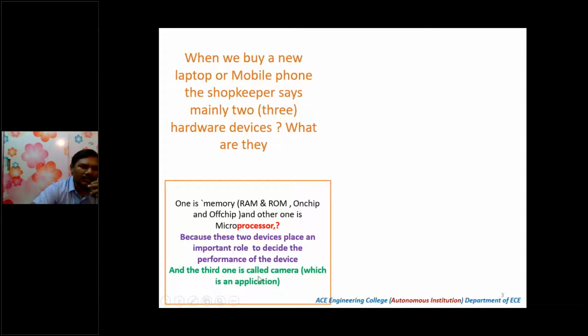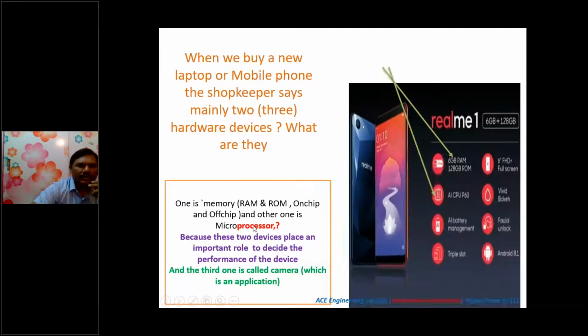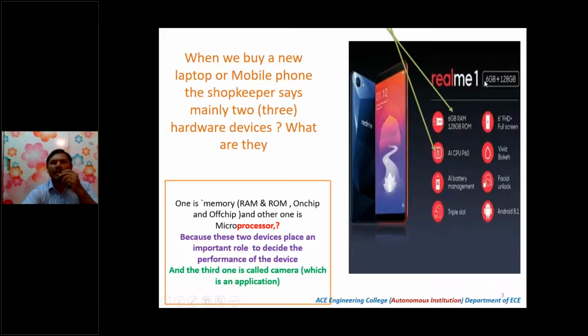Being engineers, we have to think only about processors and RAM and ROM, not the camera, because the camera is an application which will be run by the processor and RAM and ROM. So we have to think mainly about RAM and ROM memory and the processor. Here I am giving an example, a Realme phone, which has 6 GB on-chip RAM and 128 GB ROM, and it has a CPU P60. So here they are giving mainly these devices along with the remaining functional units.